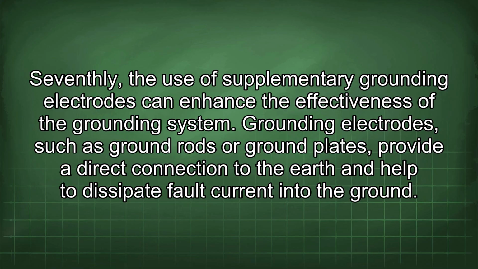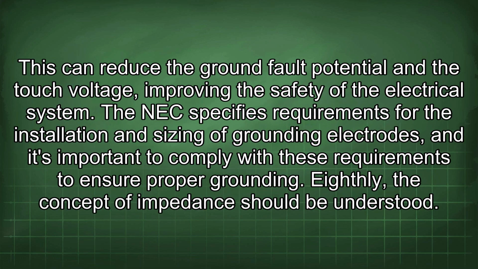Grounding electrodes, such as ground rods or ground plates, provide a direct connection to the earth and help to dissipate fault current into the ground. This can reduce the ground fault potential and the touch voltage, improving the safety of the electrical system. The NEC specifies requirements for the installation and sizing of grounding electrodes, and it's important to comply with these requirements to ensure proper grounding.